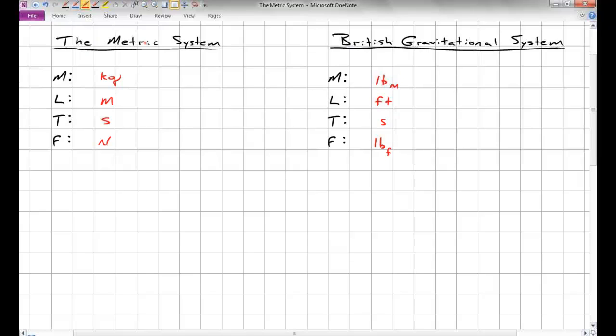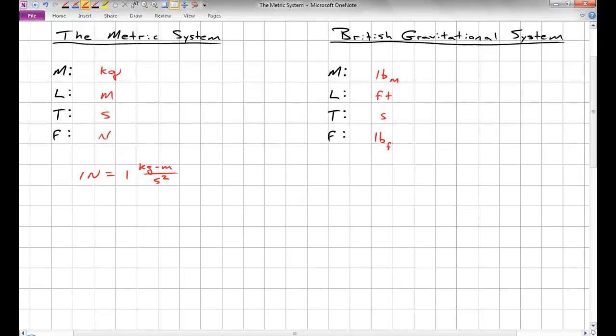So if we go back and look at the metric system, we want to be able to relate the dimensions of force to the dimensions of mass, length, and time. And in the metric system, it's really simple. We all know now that 1 Newton is simply equal to 1 kilogram meter per second squared. In the British gravitational system, however, how do we relate the dimensions of mass, length, time with the dimensions of force? So let's look at this.